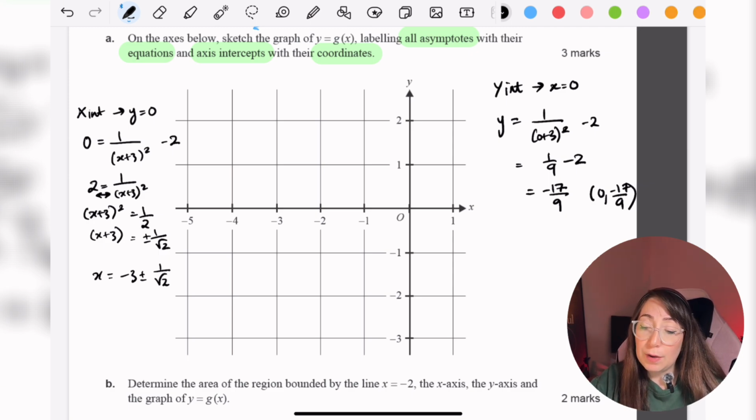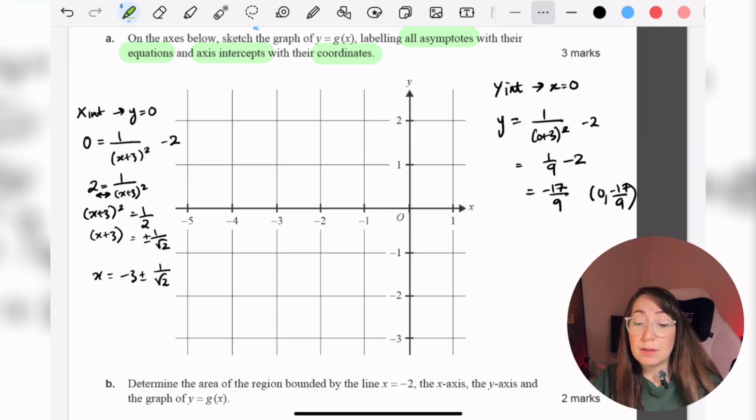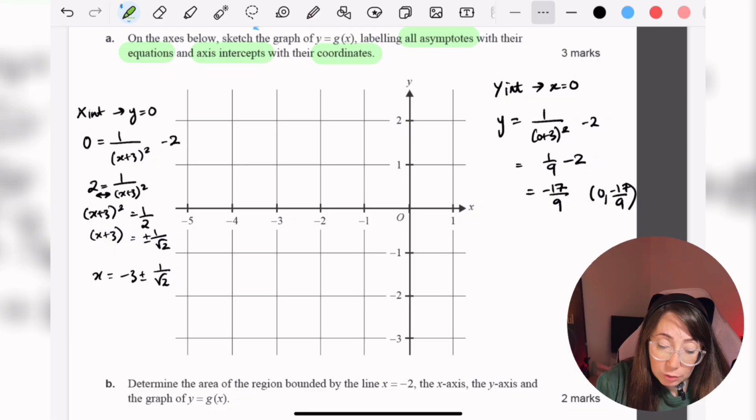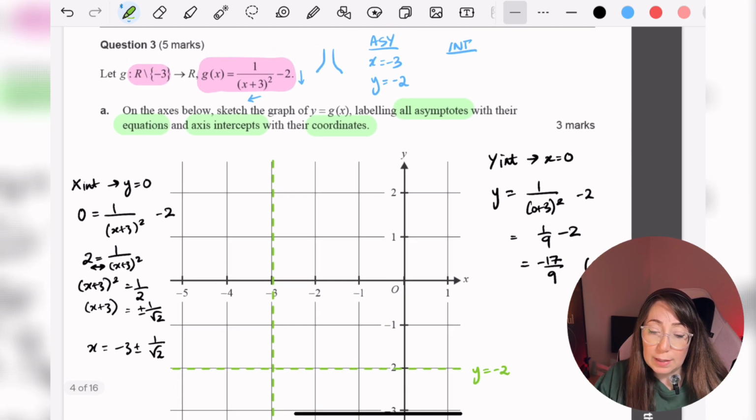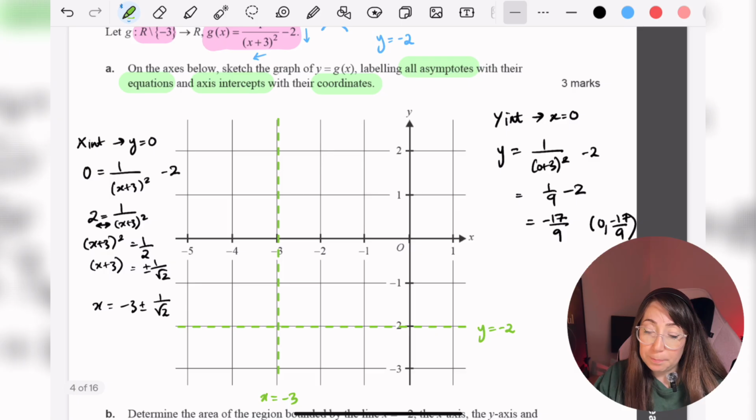Let's start off with our asymptotes. I'm going to label my asymptotes very clearly, and we need to use dashed lines. If you use a straight line, that implies that it's actually part of the graph, but the asymptotes are not part of the graph. So we'll start off by drawing a dashed line at x equals -3 and also a dashed line at y equals -2, and then label these. Those were the two asymptotes that we determined earlier on.